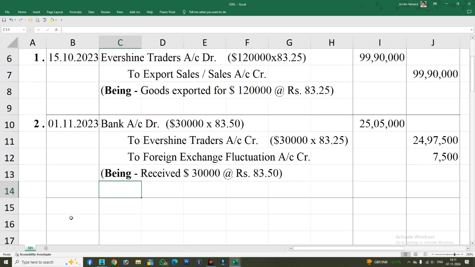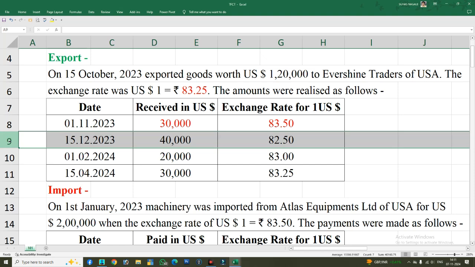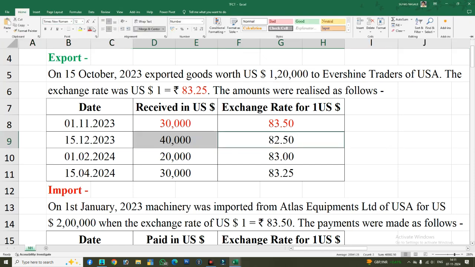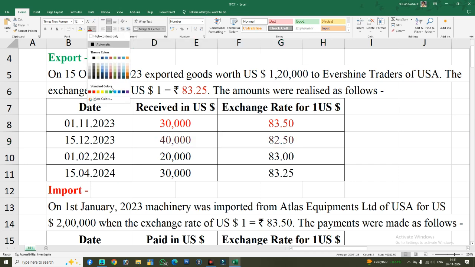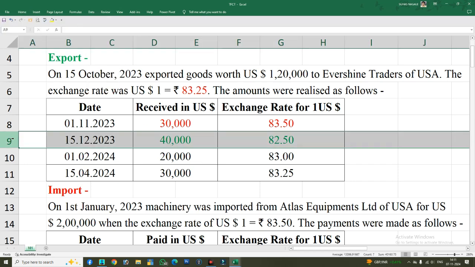This is entry number 2, the first installment received from Evershine Traders against the export sales. After this, the next date is 15 December 2023. I am giving a new color, shown by green color. Again, the same questions.